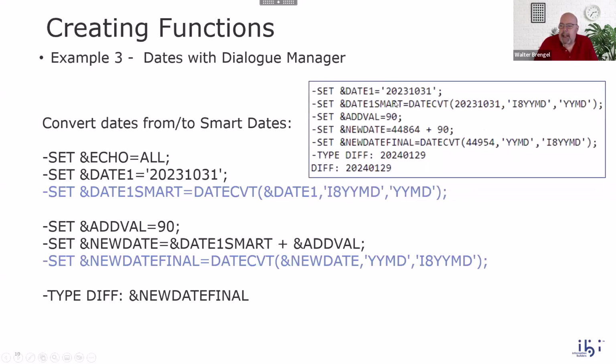So here you see when I do the conversion, the value is 44,954, which is the offset from December 31st, 1900. If I do this, now I get my date of January 29th, 2024, just like I did in the define.